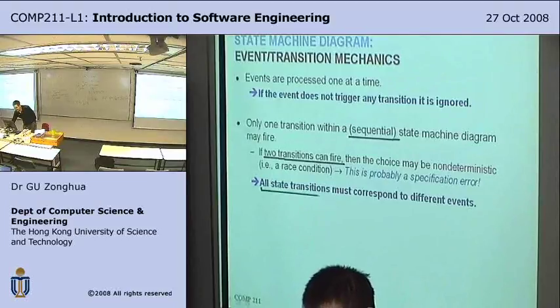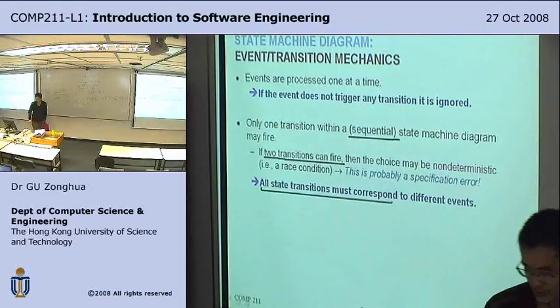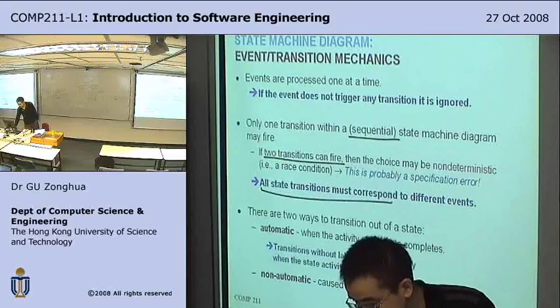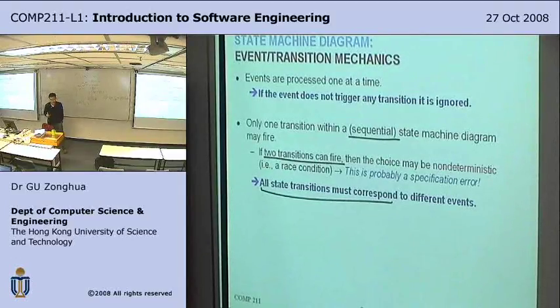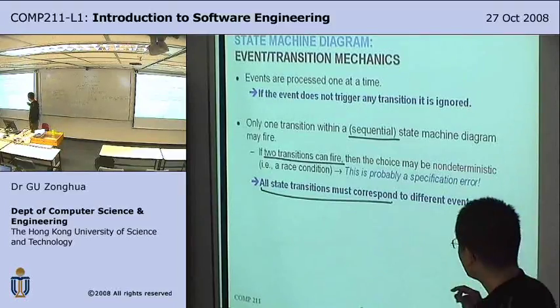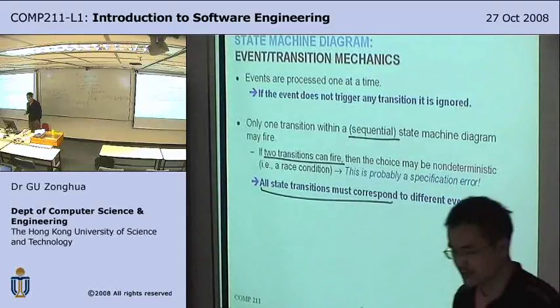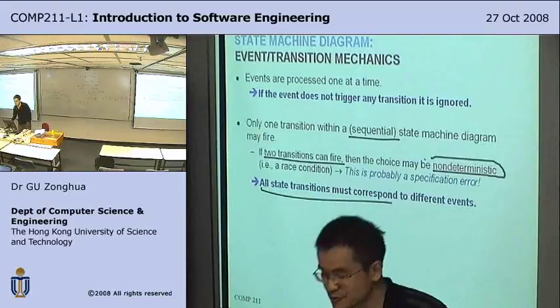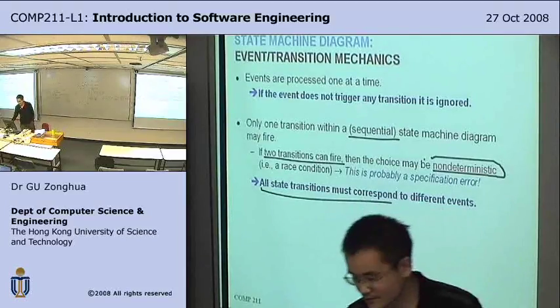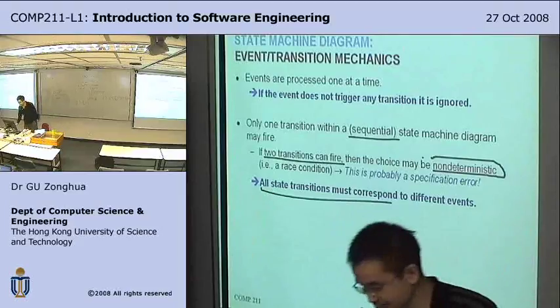All state transitions must correspond to different events. That is, you cannot have one event triggering two or more different state transitions. That will cause non-determinism. You don't know what to do when the event happens, right? So one event triggers one transition, then it's deterministic.